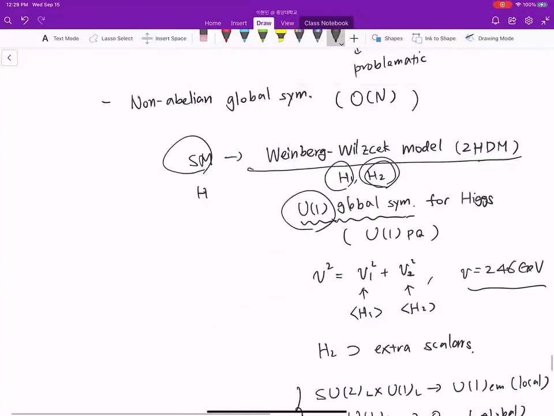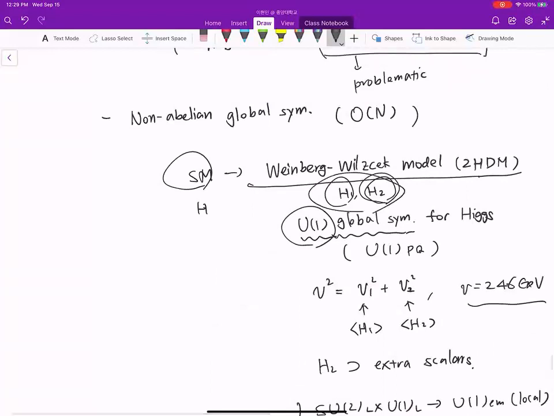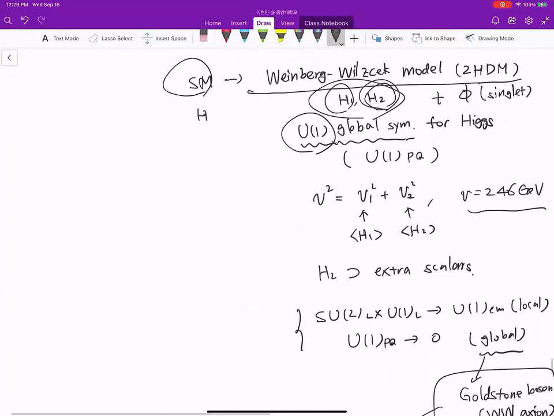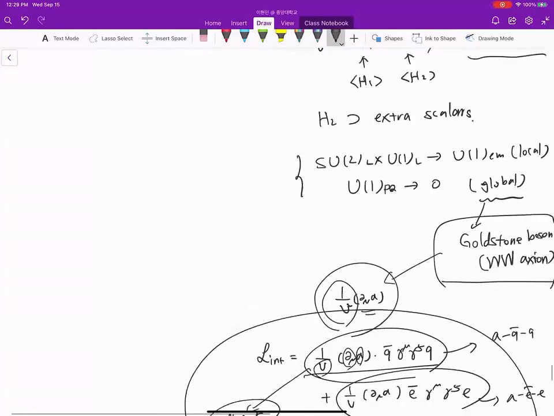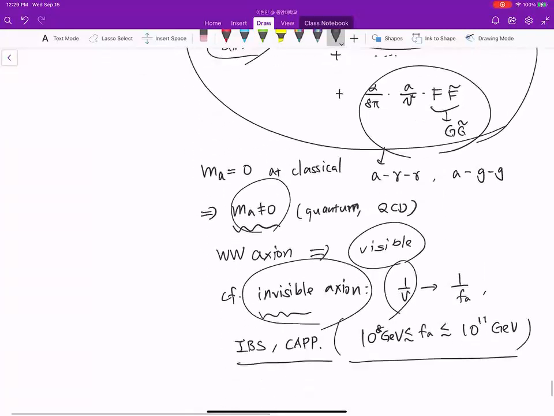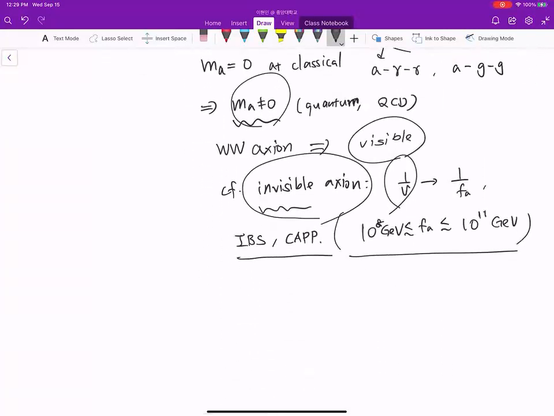But in this case, this H1 and H2 is not enough. So you need to add one more scalar. This scalar is not the standard model Higgs doublet, but an additional scalar. Then it will work. Is that the answer to your question, Song-sik? I may understand what you mean, but okay. So yeah, I think.